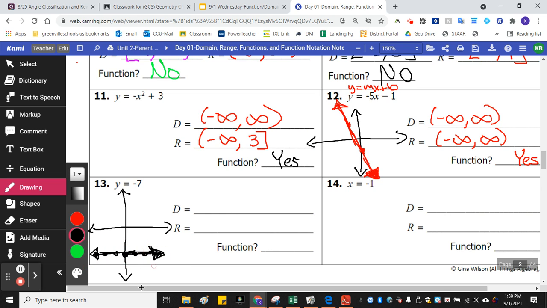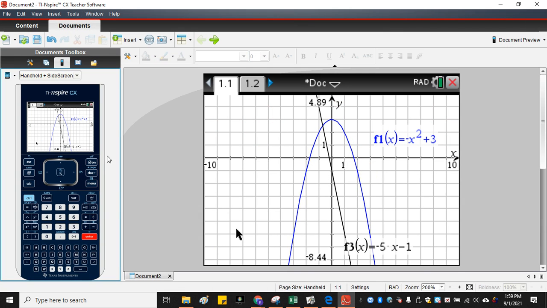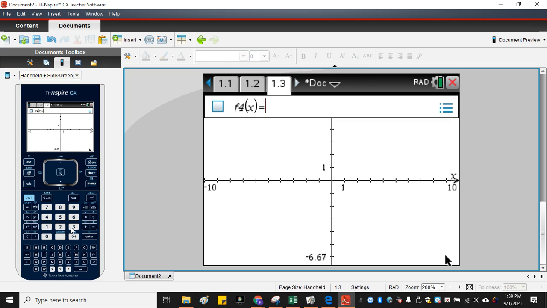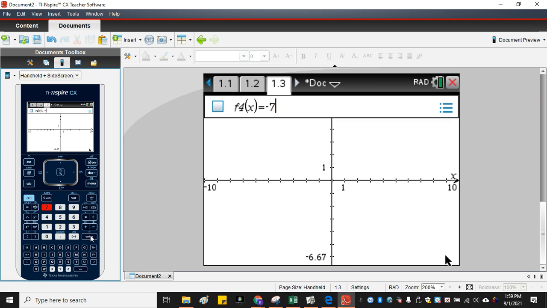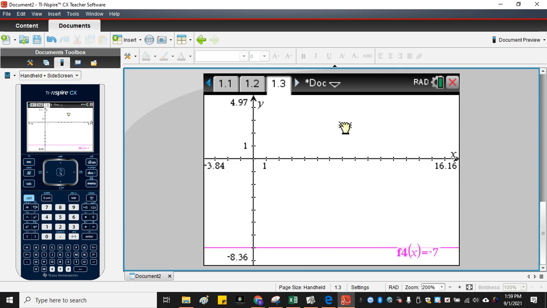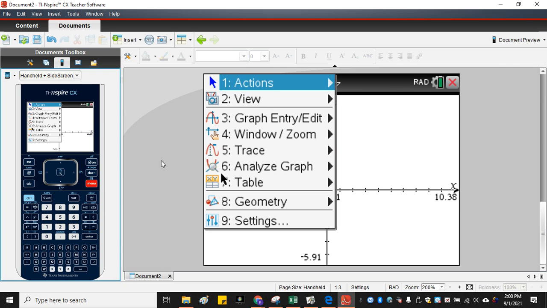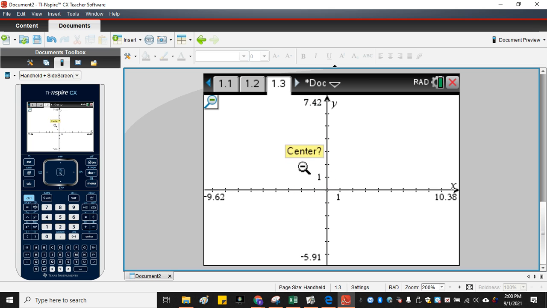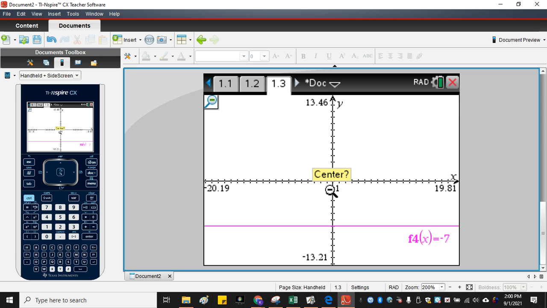So that's what it looks like. Y equals -7. So if it's x equals -7, then it's vertical. So it's just opposites. Correct. That's a great question. -7 isn't on this graph, so you can grab it and move it, or you can do menu, window zoom, and there's out. Then it tells you center, and I just usually hit the origin so that it stays symmetrical.